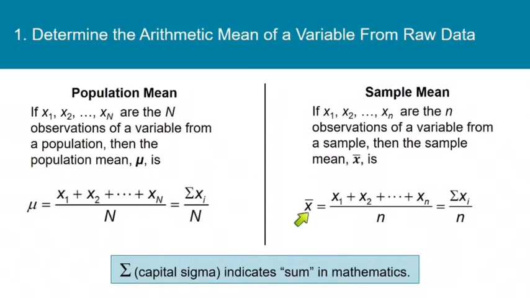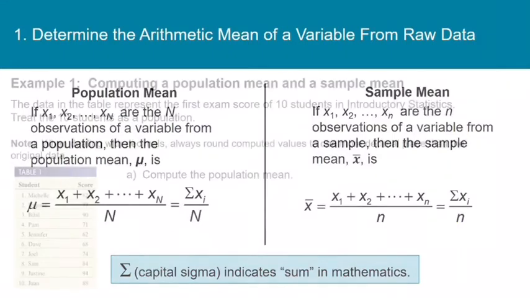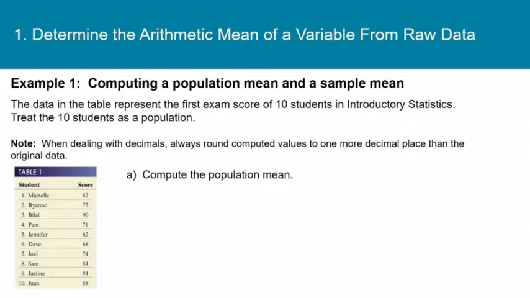Okay, then the sample mean says that X bar is equal to the sum of all the X values in the sample divided by the sample size. So again, both of these are calculated the same, but in the population mean we divide by population size, and in the sample mean we divide by sample size. Okay, time for an example.